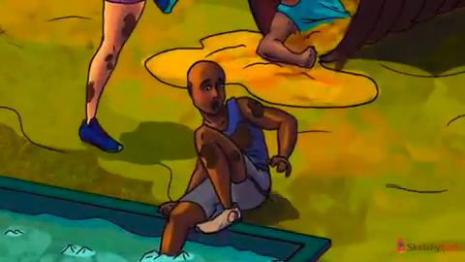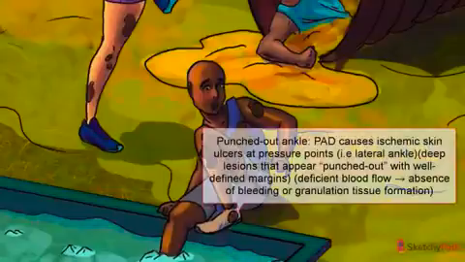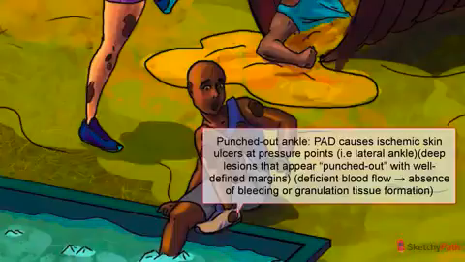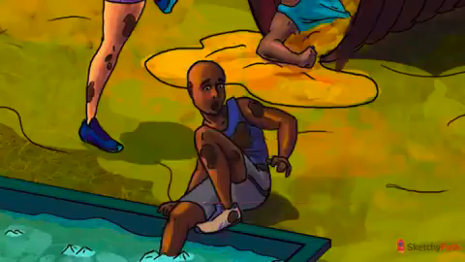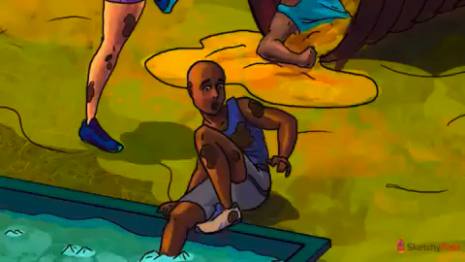Ischemic skin ulcers often form on the lateral ankle or pressure points, such as the heel or where ill-fitting shoes rub. And on this dude, we've placed the ulcer on the lateral ankle area of his shoe, all the way through. These lesions usually have a punched-out look with well-defined margins and often extend deeply, sometimes all the way to the underlying muscle or bone. Since the area is deficient of blood flow, the lesions usually don't bleed or show any signs of granulation tissue, which would indicate a normal healing process.